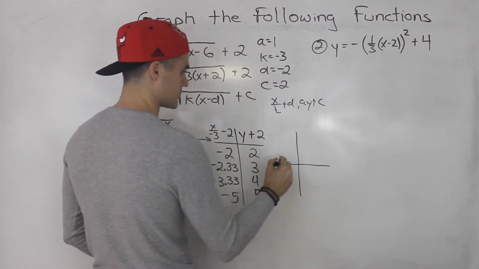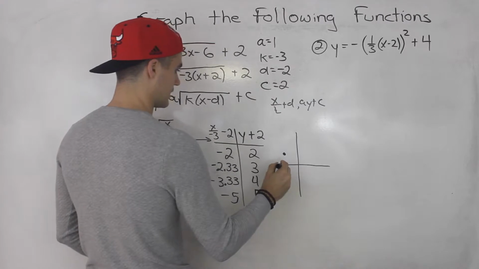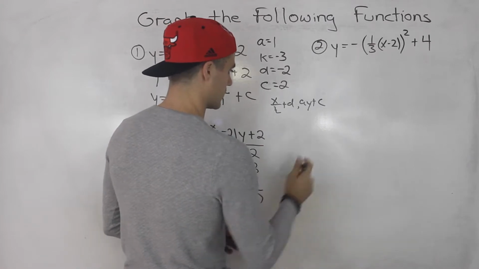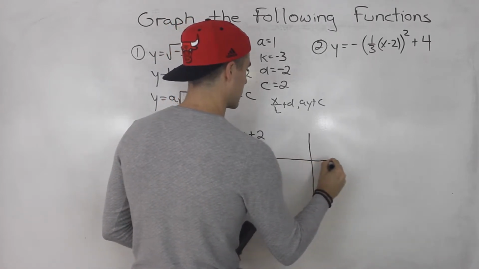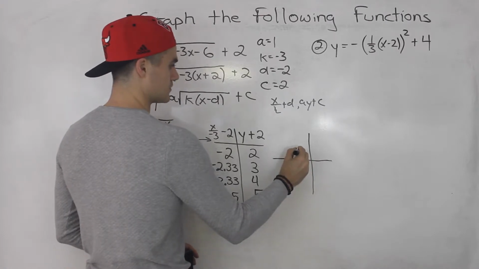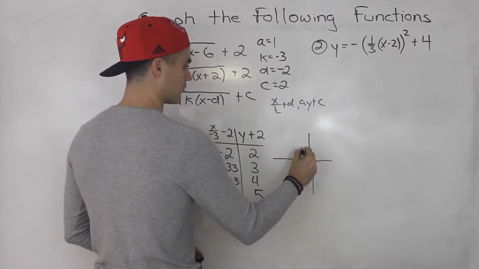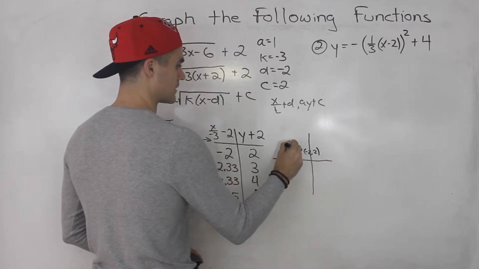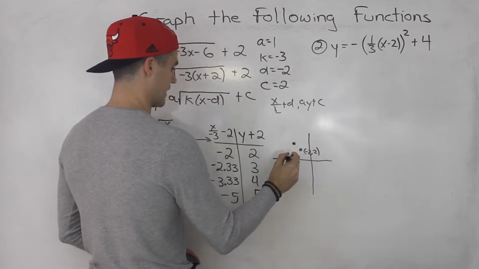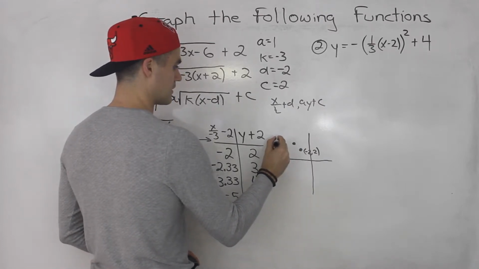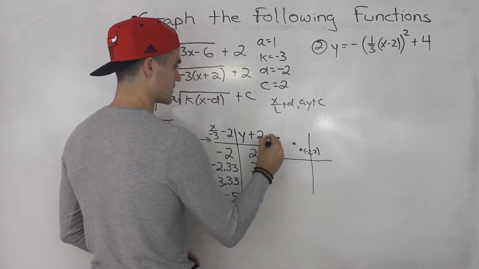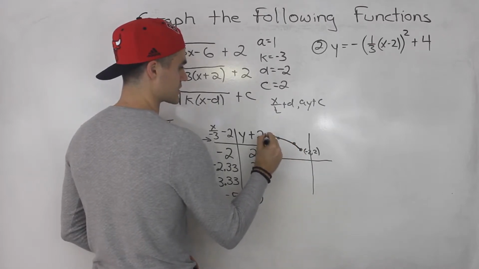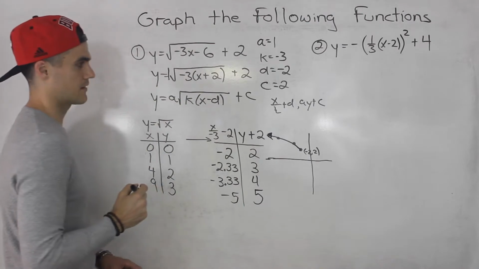All right, so now we can simply graph this function. We've got negative 2 and 2, which is up here. Negative 2.33 and 3, actually it's going to be going this way, so I'm going to give myself a little bit more room in that quadrant. So negative 2 and 2 over here, and if you want, you could label all these points. Negative 2.33 and 3, that would be like here. Then negative 3.33 and 4, that would be like here. And then negative 5 and 5, let's say it's over here. Not necessarily to scale, but basically the way this function looks is like that.